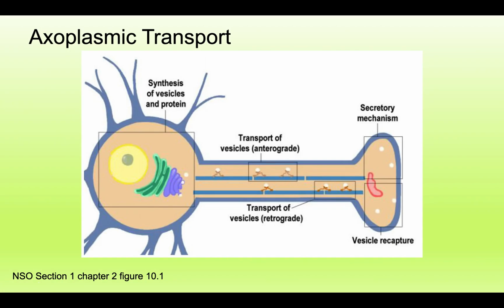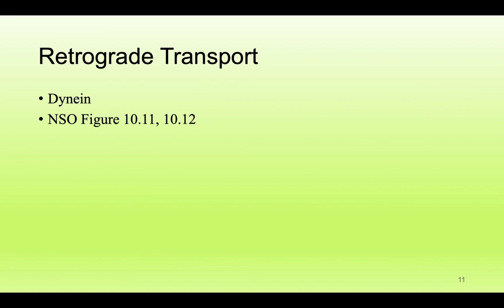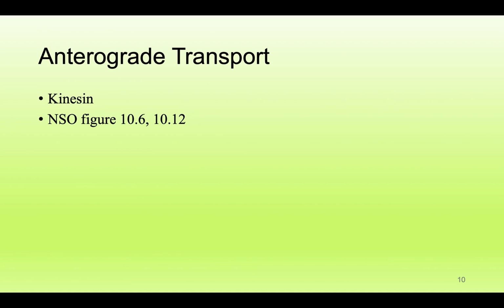This is another figure of the same information, but this figure came from Neuroscience Online, and it's showing anterograde transport walking some vesicles down to the terminal, and retrograde transport, some vesicles returning to the soma. The proteins that produce anterograde transport are called kinesin, and the proteins that produce retrograde transport are called dynein. Dynein is a slower process than kinesin. So things get to the terminal faster from the soma, and it takes longer to go the other direction.